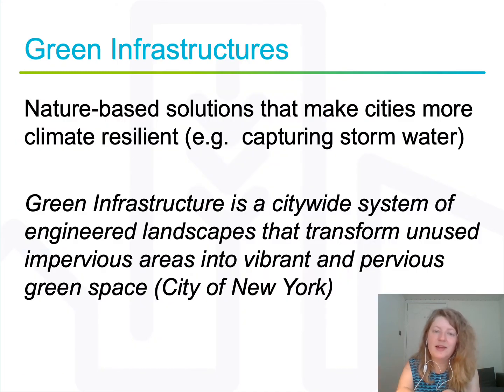The next infrastructure is green infrastructures. And these are often nature-based solutions that endeavor to make cities more climate resilient by, for example, capturing stormwater. And New York City has been forced to think a lot more about this following Superstorm Sandy, which really ravaged a lot of the urban infrastructures, including community gardens, but also the subway system. So this green infrastructure is vitally important and can often take the form of reusing green spaces or reusing vacant spaces.